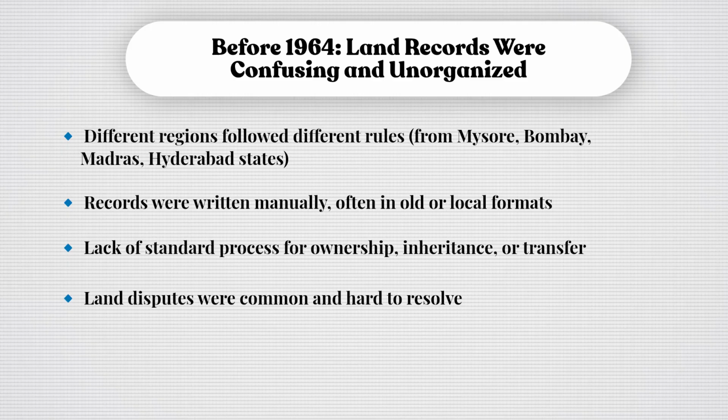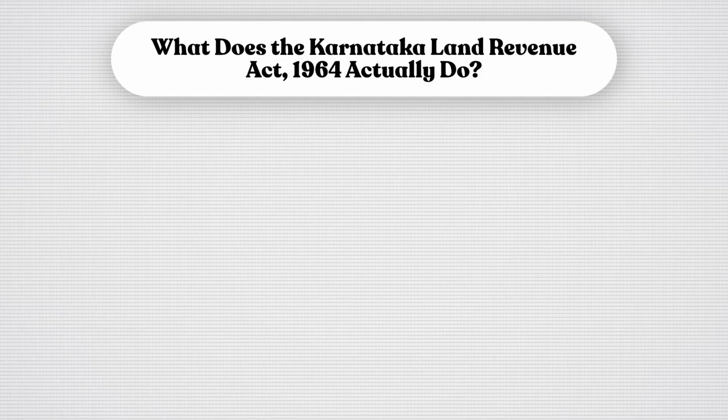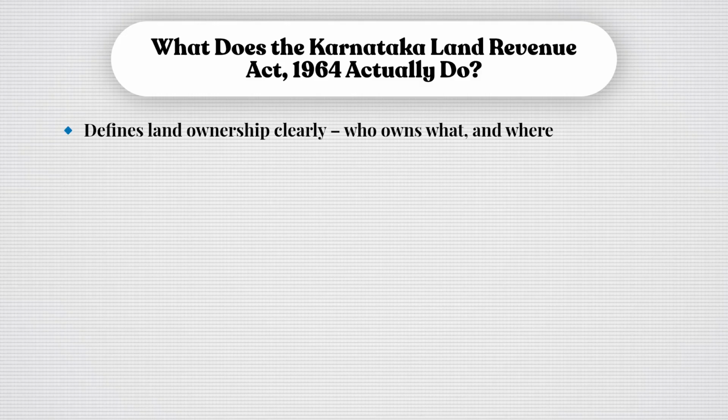Before the Karnataka Land Revenue Act was introduced in 1964, different parts of the state followed different land laws. There was no uniform system. Everything was recorded by hand, and often, people didn't even know where their official records were. This led to confusion, mistakes, and many disputes.